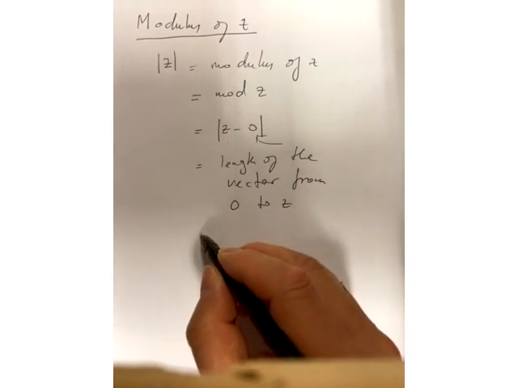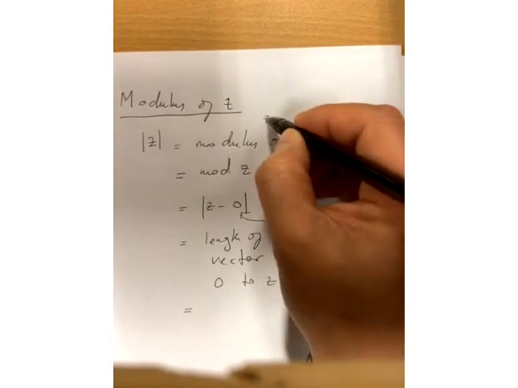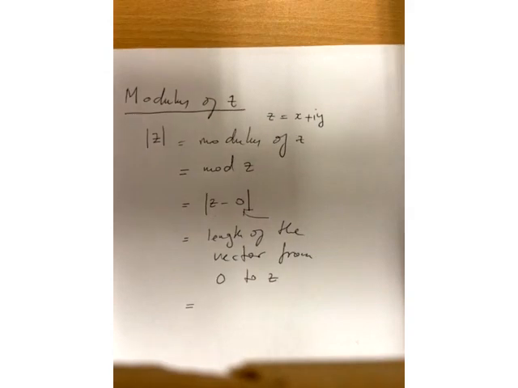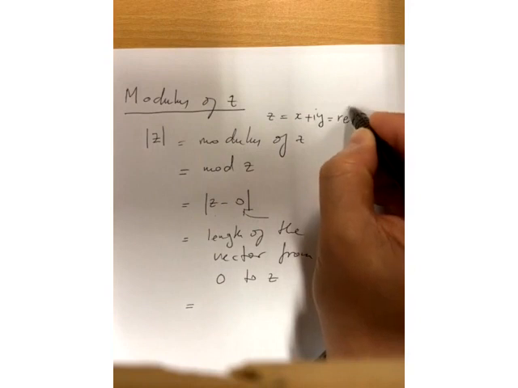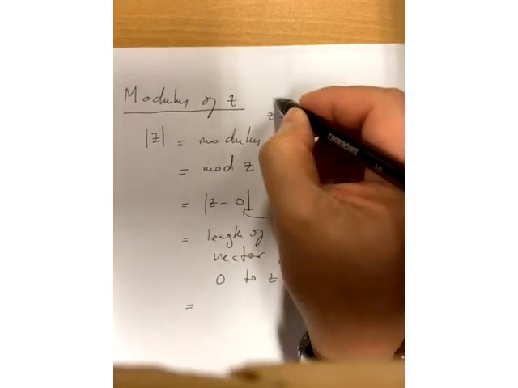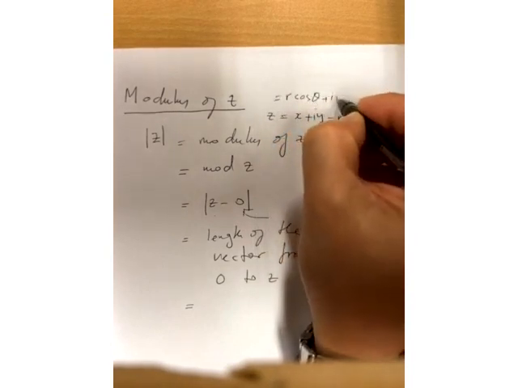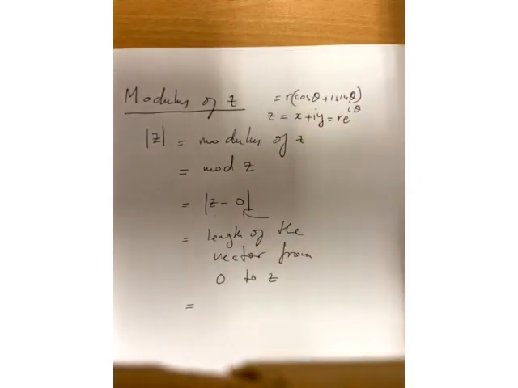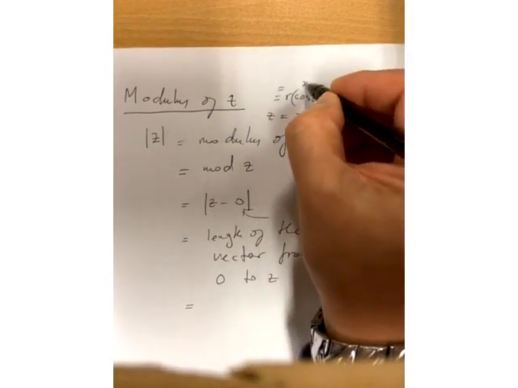But in terms of the algebra, seeing that Z normally is x plus iy in the Cartesian form, or in the exponential form, it'll be that, or in the modular form, it will be cos theta plus i sine theta with the r outside. And in the point form, it'll be x comma y.